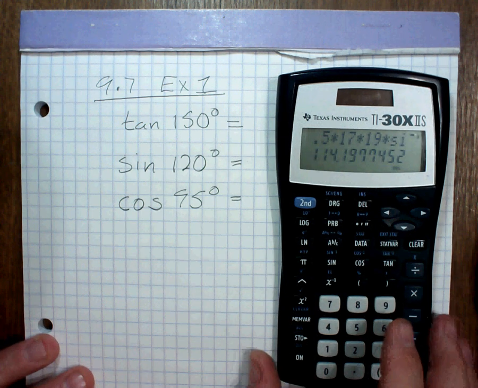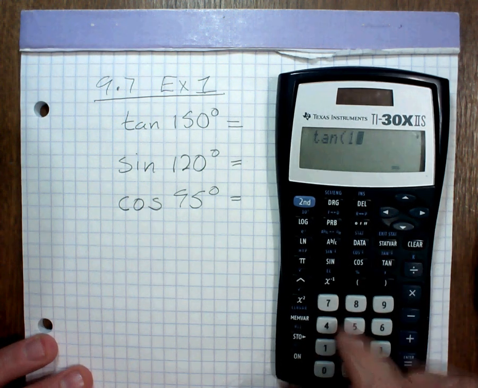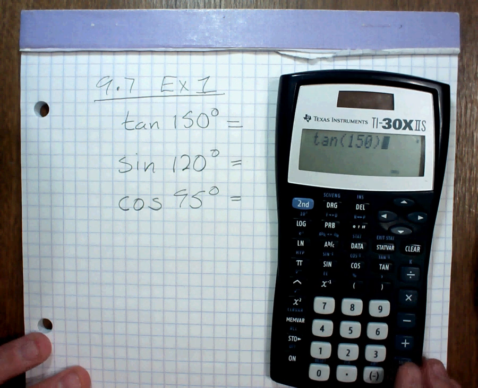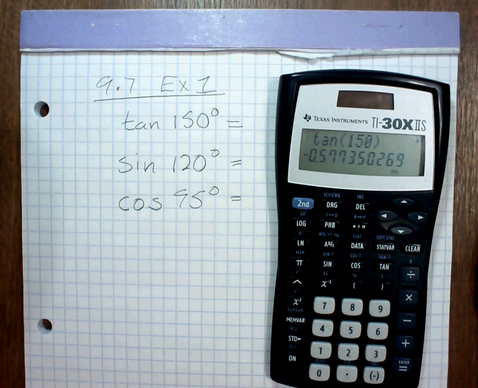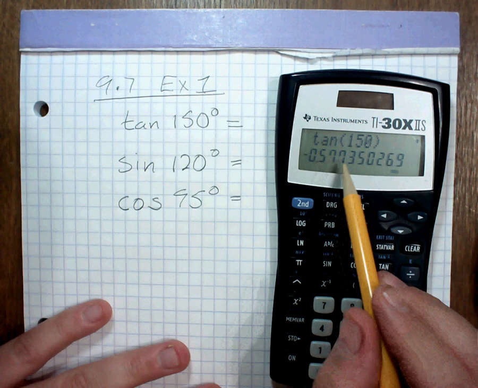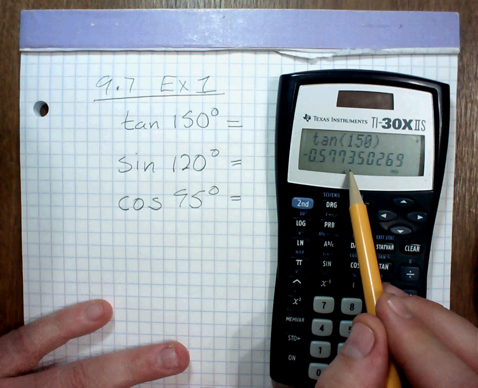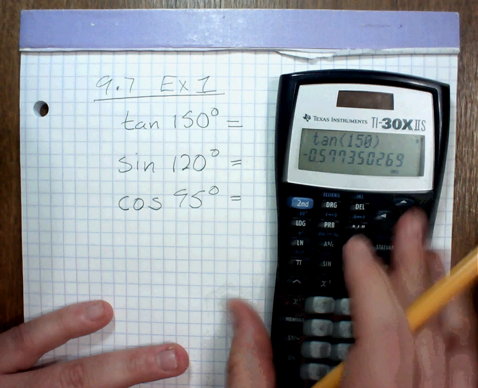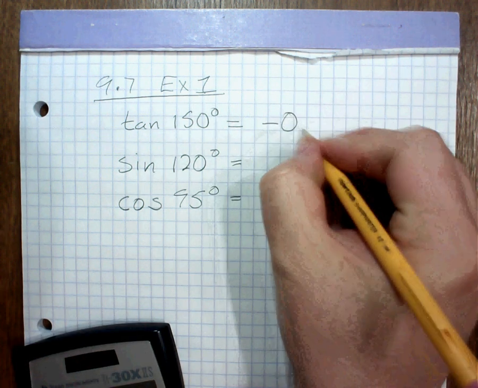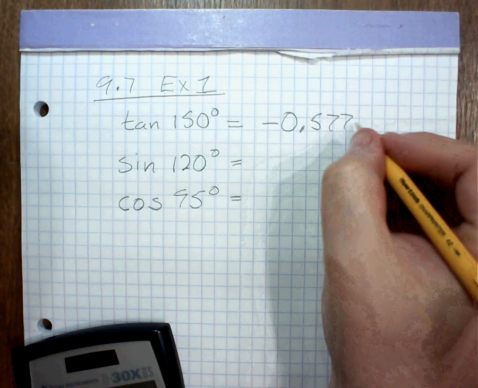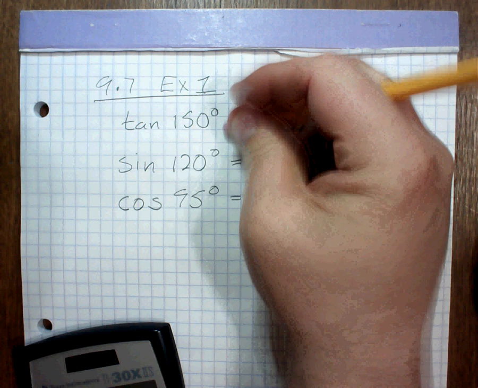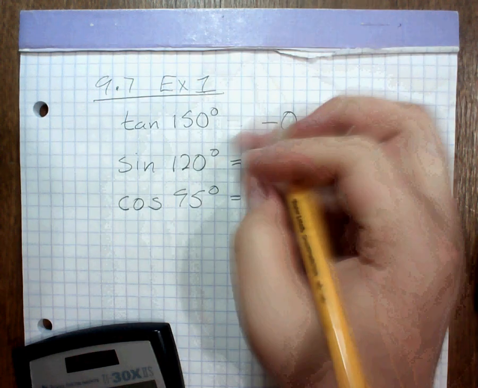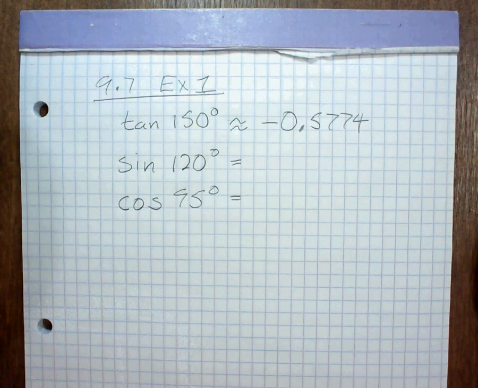So on my first one, I'm just going to say tangent of 150 degrees, close the parentheses, and we get a negative 0.57. And we're asked to round to the 4th decimal place, so I'm going to go 1, 2, 3, 4. To round to the 4th place, I'm going to look at the 5th place over, which is a 5 or greater, so then I'm going to have to round that up. So this becomes negative 0.5774. And since we're rounding, I'm going to change this to an approximate symbol.